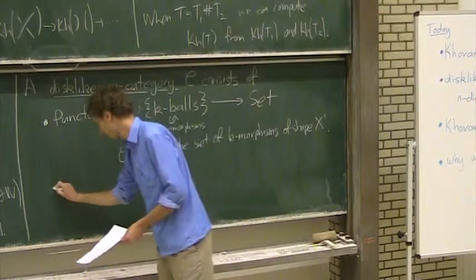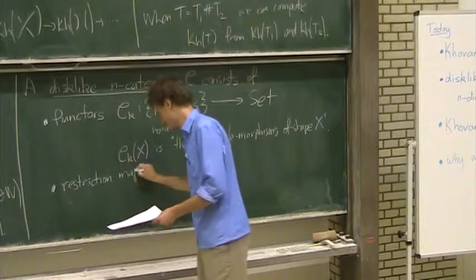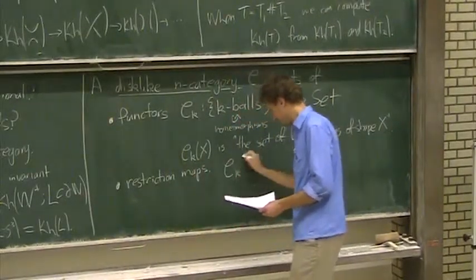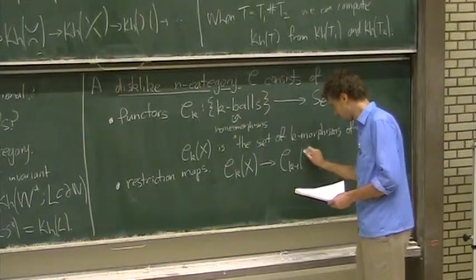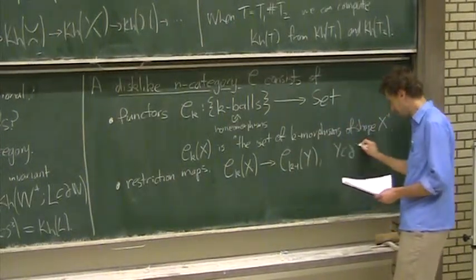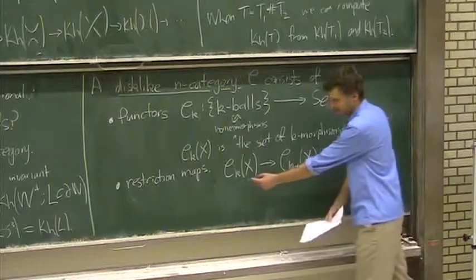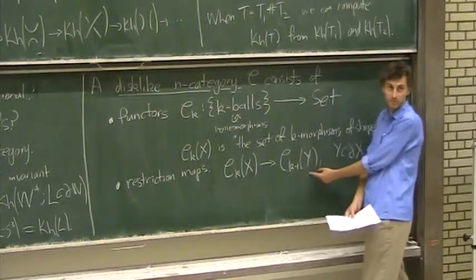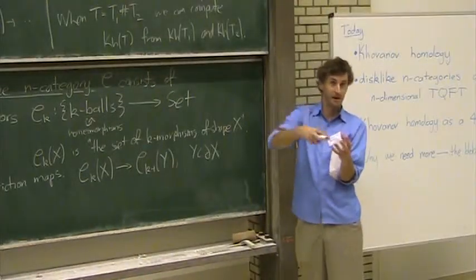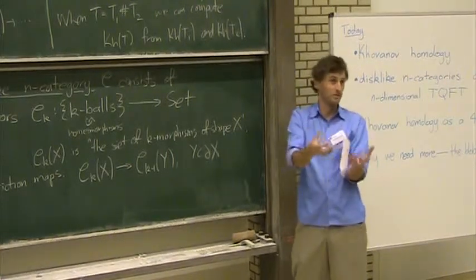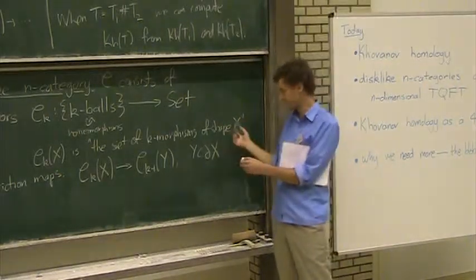The second is restriction maps. So if you give me some K-morphism of shape X, and Y is a sub-ball of the boundary of X, so it's one dimension down, I should be able to take this morphism on X and restrict it to be a morphism on Y. So in particular now, if you have some ball, and you have in mind the splitting of its boundary into the southern hemisphere and the northern hemisphere, then I will tell you what the source and target of the morphism was. But until you choose the splitting of the boundary, the morphism doesn't have a source and target. It's just something sitting on X.